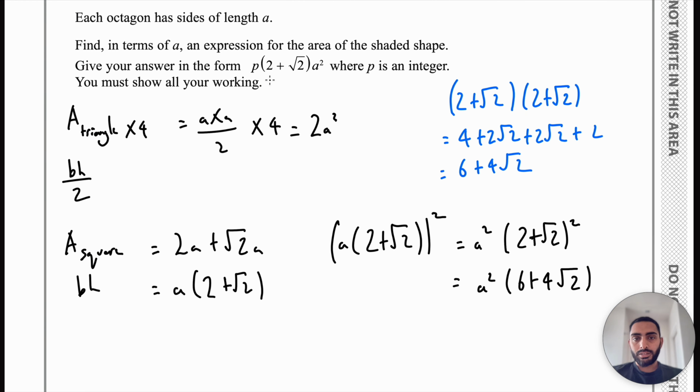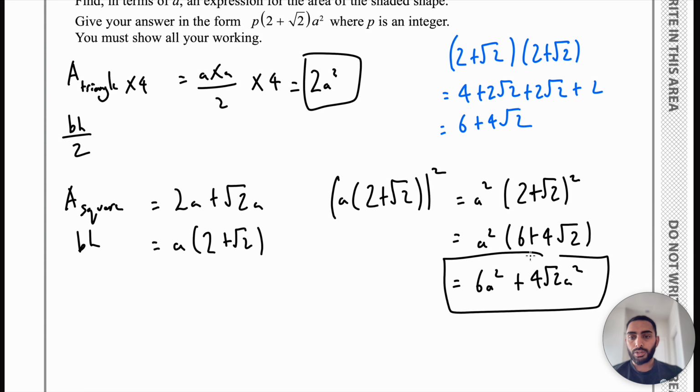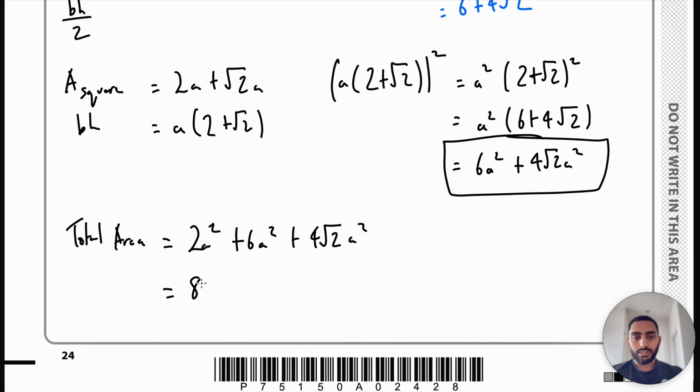And you can see I'm getting something close to this. I'm going to expand out this bracket because I feel like it'll be easier if I expand it out and then I factorize it later on. So 6 times A squared is 6A squared, and 4 root 2 times A squared is 4 root 2A squared. So this is the area of my square, and this is the area of all of my triangles. I just need to combine all of them. So my total area is 2A squared plus 6A squared plus 4 root 2A squared. I can combine these two, so I've got 8A squared plus 4 root 2A squared.